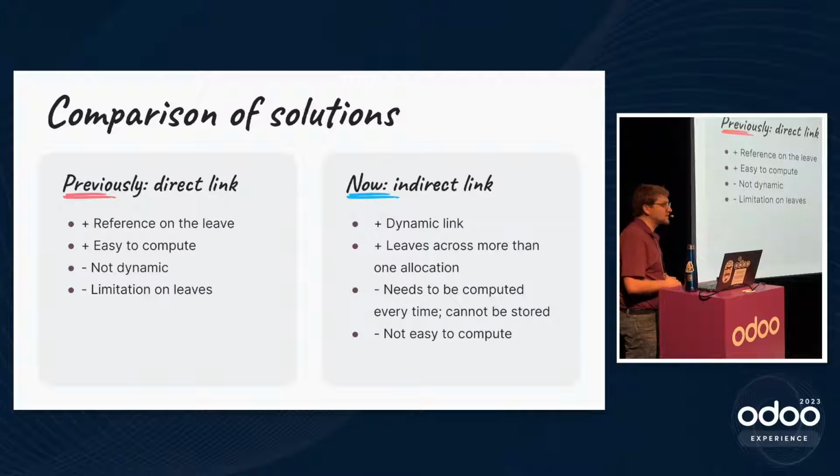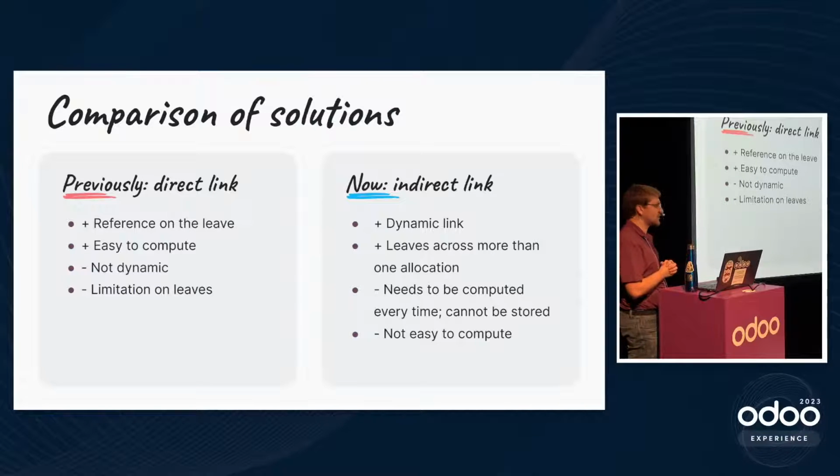To compare a bit the two solutions: one direct link stored in the database, and one indirect link, which is our solution. The positive aspects of the direct link were that it was stored, so we could access the information really easily, and it was really easy to compute: one leave, one allocation. But that was not dynamic, so on modification and stuff like that, it wasn't really reactive. And as I said with the example across 2 years, it was putting some limitation for the users.